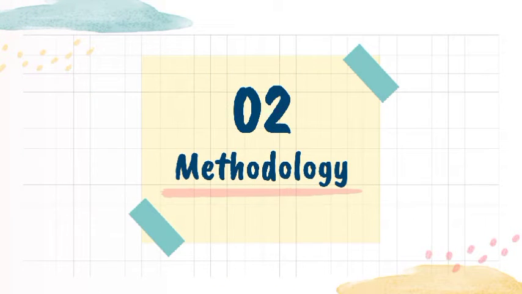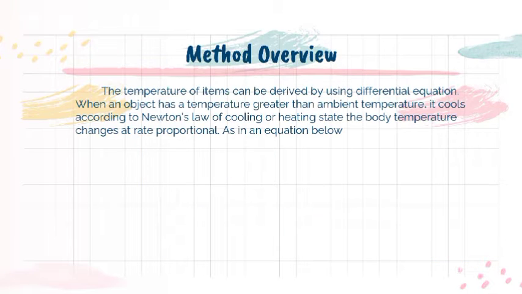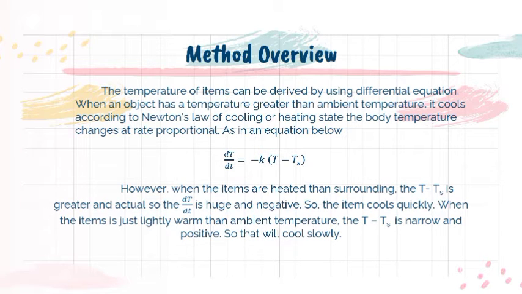For the methodology, the temperature of an item can be derived by using a differential equation. When an object has a temperature greater than the ambient temperature, it cools according to Newton's law of cooling or heating. The body temperature changes at a rate proportional as in the equation below: dT/dt = -k(T - Ts), where k is a constant, T is the current temperature, and Ts is the surrounding temperature.